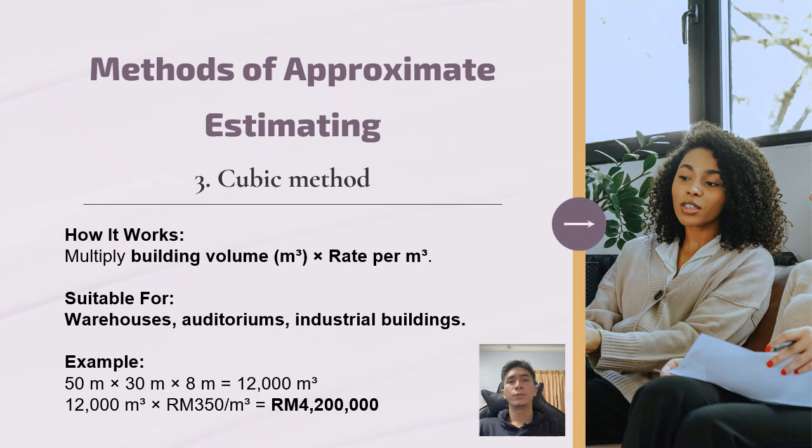The cubic method is used when the building volume is a significant cost factor. The total volume measured in cubic meters is multiplied by the cost per cubic meter. This method is suitable for warehouses, auditoriums, and industrial buildings where the height and overall enclosed volume impact construction costs. For example, consider a warehouse with dimensions of 50 meters by 30 meters by 8 meters. The total volume is 12,000 cubic meters. If the cost per cubic meter is 350 ringgit, the estimated cost will be 12,000 times 350, which equals 4.2 million ringgit.